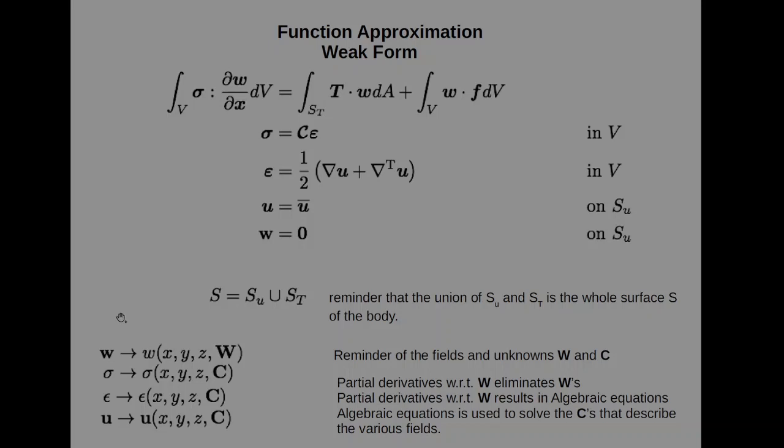And then our problem now essentially has 18 fields that we need to solve for. There are these C variables plus these W variables. So the number of unknowns are C plus W. That's really what we have.